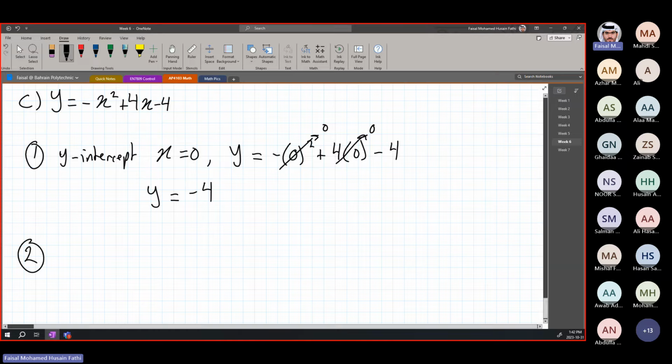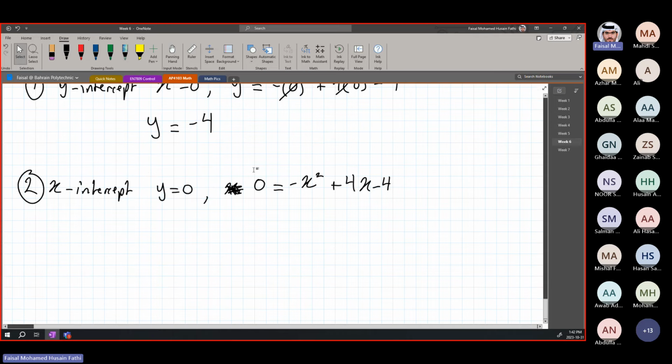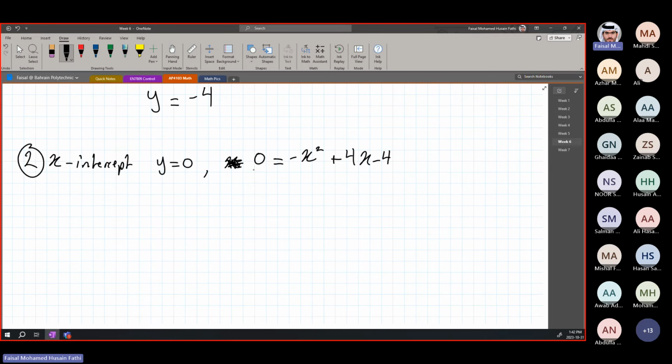Second step is the x-intercept. So when y is equal to 0, we need to find the x value, which is 0 equals minus x squared plus 4x minus 4. If we rewrite this equation, it's going to be minus x squared plus 4x minus 4 is equal to 0.